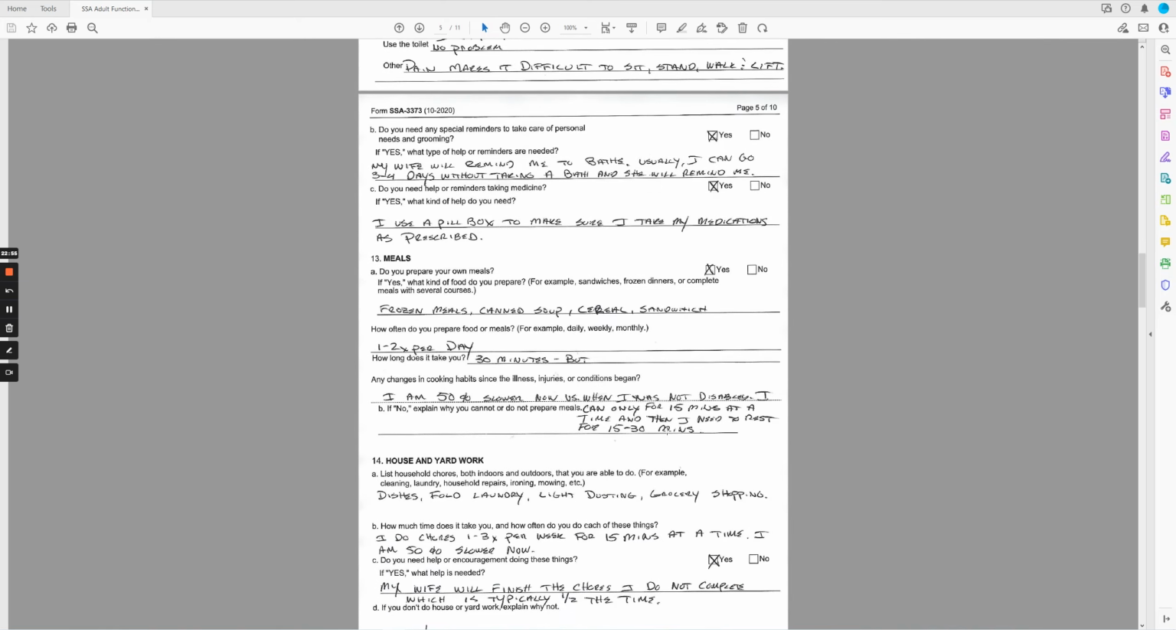Let's go on to page 5. It says, do you need special reminders to take care of personal needs and grooming? So I wrote yes. And even though in this particular hypothetical questionnaire, I wrote yes, even though I'm not claiming a mental health issue, the pain interferes with my ability to focus and remember. So here I wrote, my wife will remind me to bathe. Usually I can go 3 to 4 days without taking a bath and she will remind me to do it.